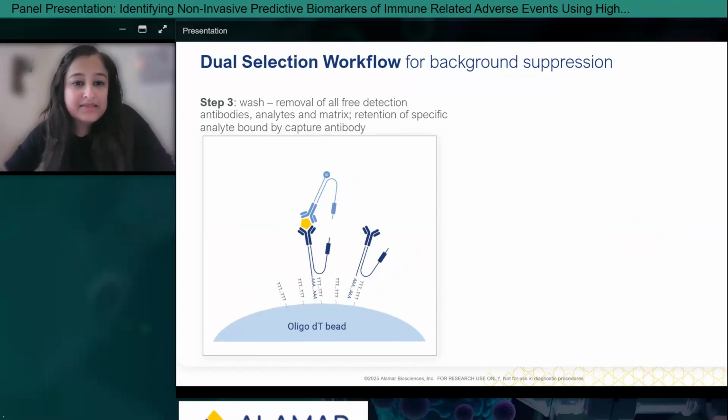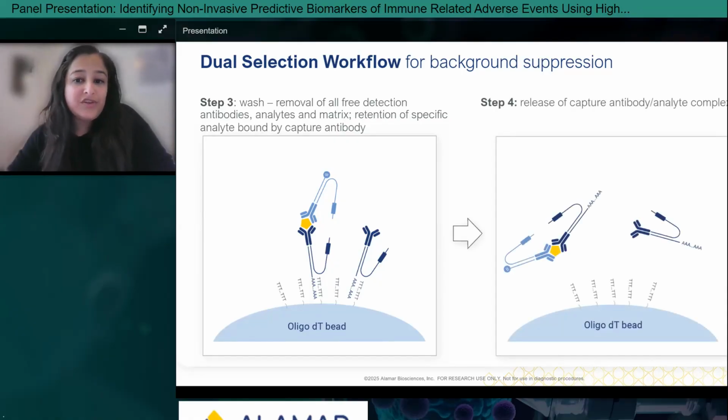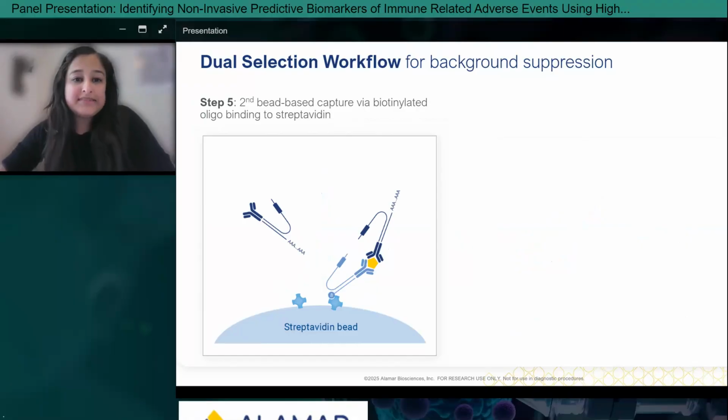The next step then is washing away of any free antibodies, analytes, and matrix, and this allows the retention of the specific analyte bound by the specific capture antibody. In the next step, we can then use a low salt buffer to elute out the captured antibody and analyte complex. The following step then is the introduction of the second capture. This leverages the unique interaction between streptavidin and biotinylated oligos on the detection antibody. And using this unique interaction, we can now perform a second capture step for the immunocomplex of interest.